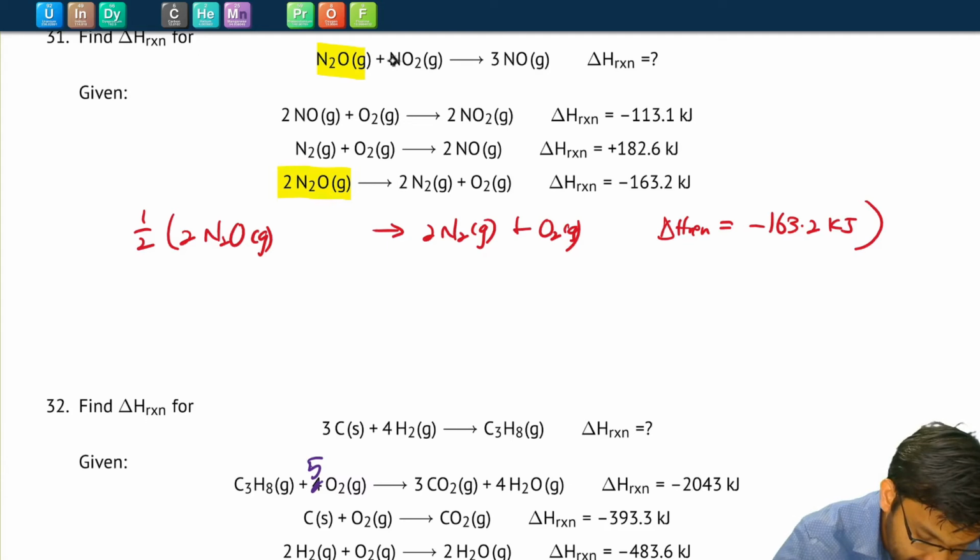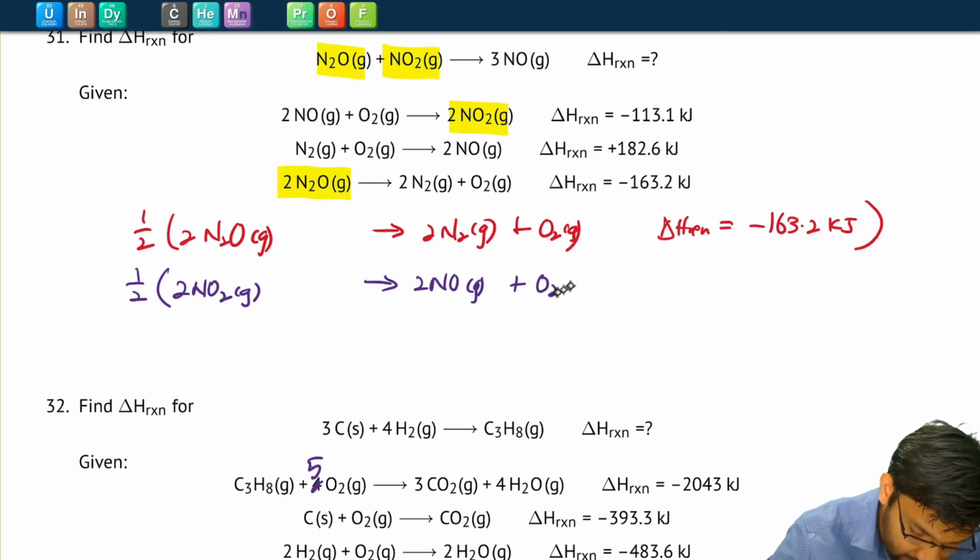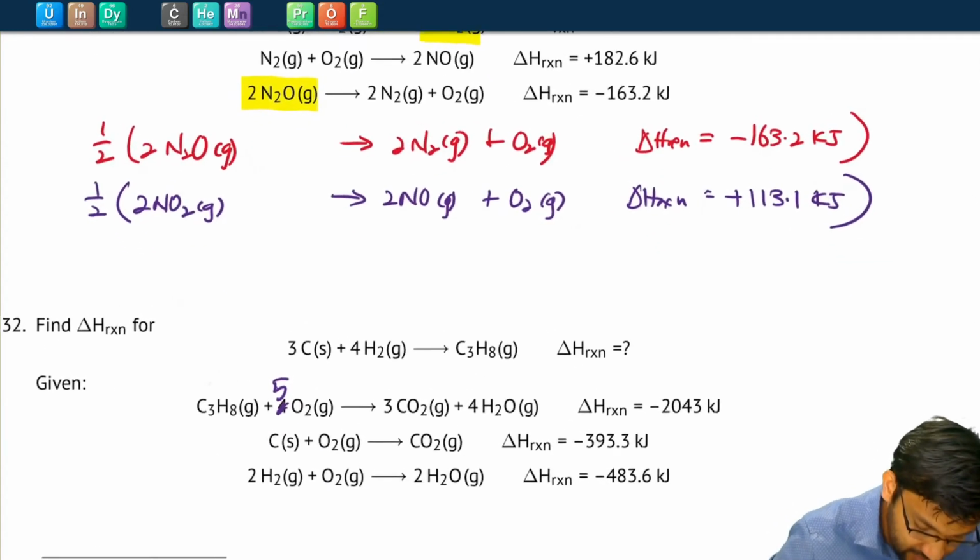Okay, now we need NO2. NO2 is only found here. Again, we only need half of them though, because we need 1 mole of NO2. So half of, but this is on the product side, and we need it on the reactant side, so we need to reverse this equation. So 2NO2 gas going to give 2NO gas plus an oxygen gas. And the delta H for this reaction, since we've reversed it, will be positive 113.1 kilojoules. And all of that needs to be multiplied by a half before we can solve this.